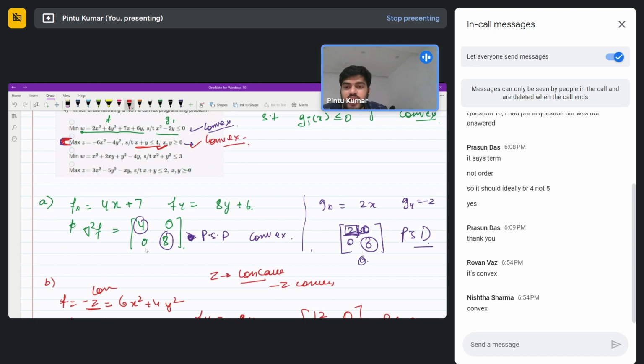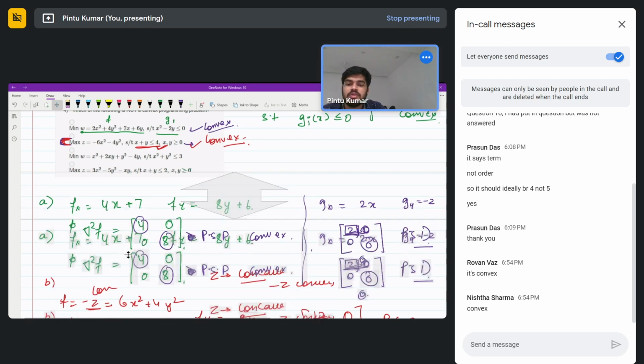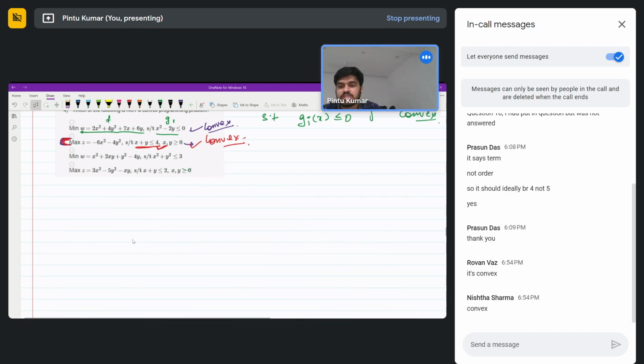Again, let's try for the third one. You guys can also attempt the third and fourth part and let me know which is not convex, right? So let me try the third one till then. Whoever has done, you can attempt the next one. So for the C part, this is minimization. So we'll just check for W. So Wx is my 2x plus 2y, right? And Wy is 2x plus 2y minus 4.